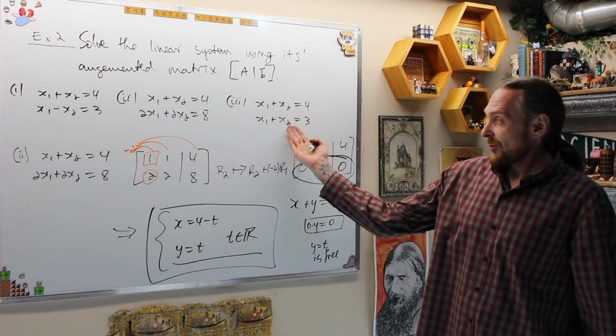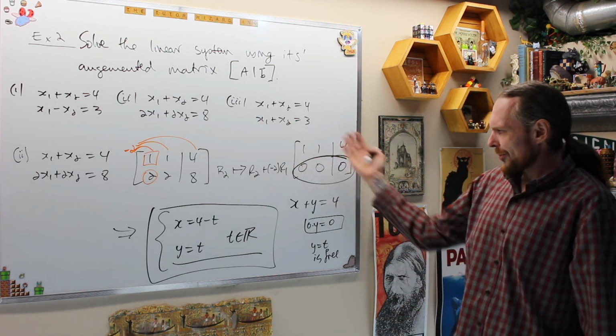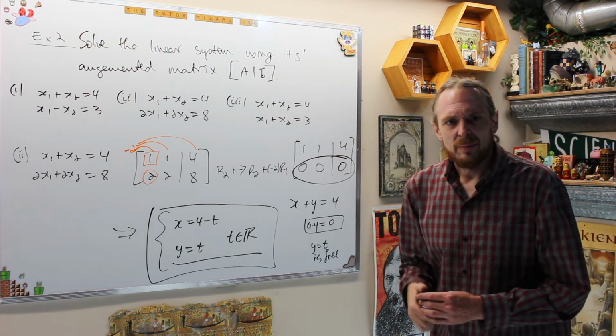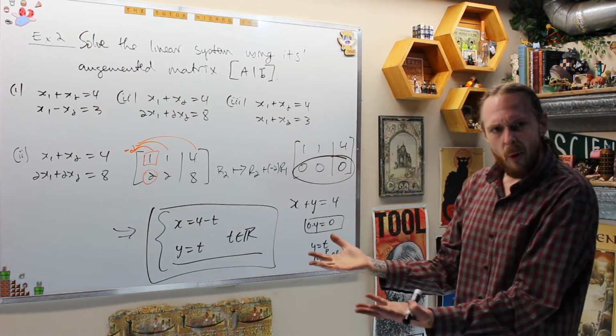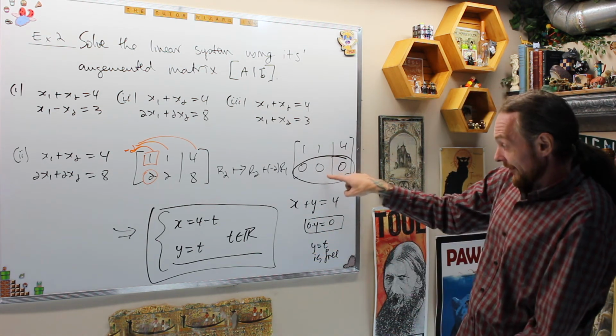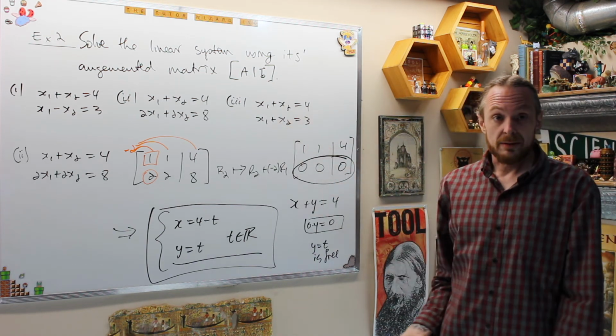Now, what's the last case? What is this going to look like in its magic form at the end? Our goal is going to be augment the matrix, get it into this form, and then use that last row of that form to tell whether I have one solution, infinitely many solutions, or no solution. Let's do the last one.